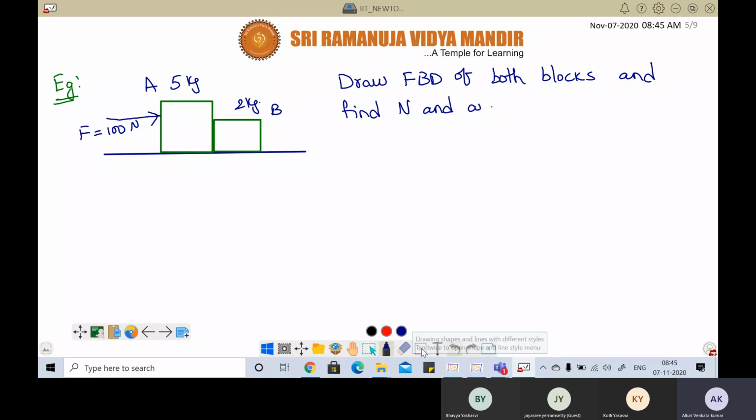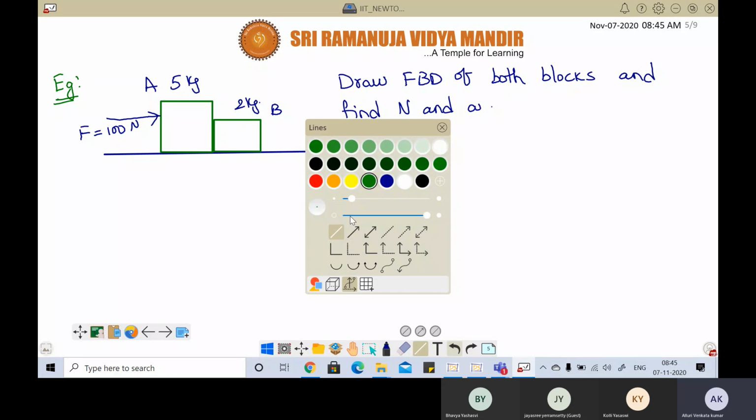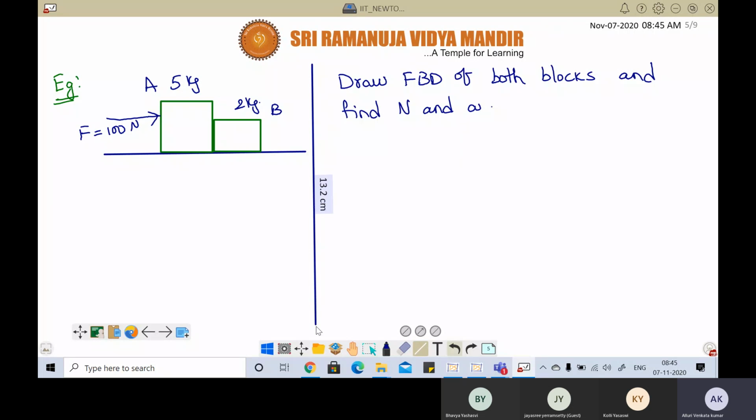Okay, so here also what we have to do is just go by the free body diagram only. There is no other alternative. So we have to draw the free body diagram of A and the free body diagram of B. Okay, now let us see.